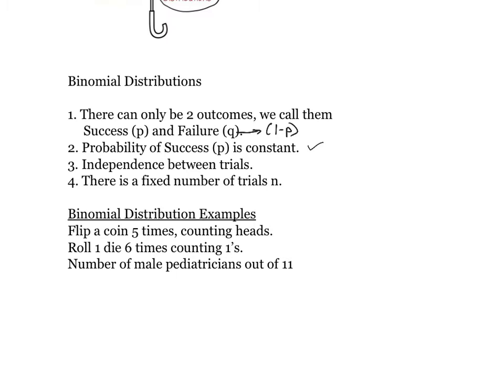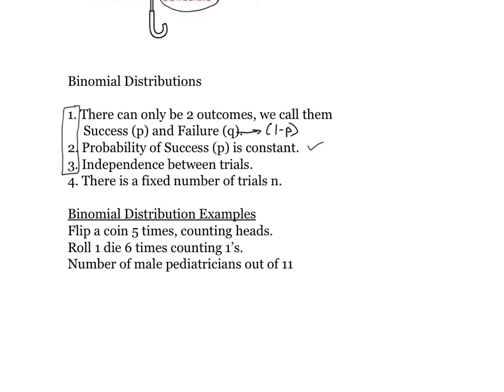Number three, independence between trials. That just means that the probabilities do not change from one trial to the next. It's related to number two. And number four is where things go different. Because if you notice, 1, 2, and 3 are the same as they were for geometric distributions. Where this gets different is number 4.